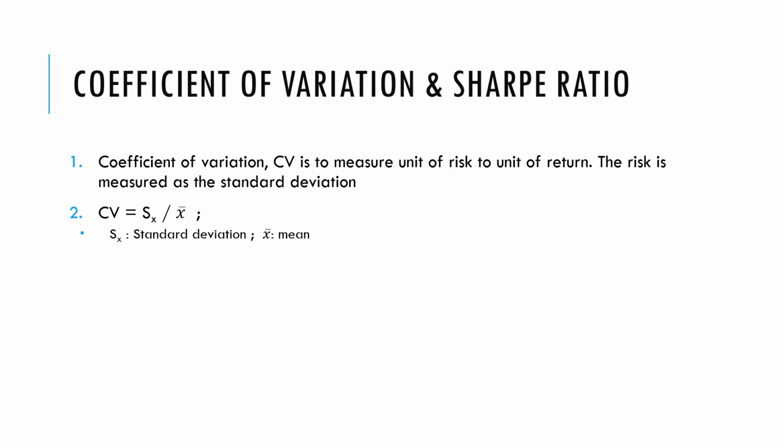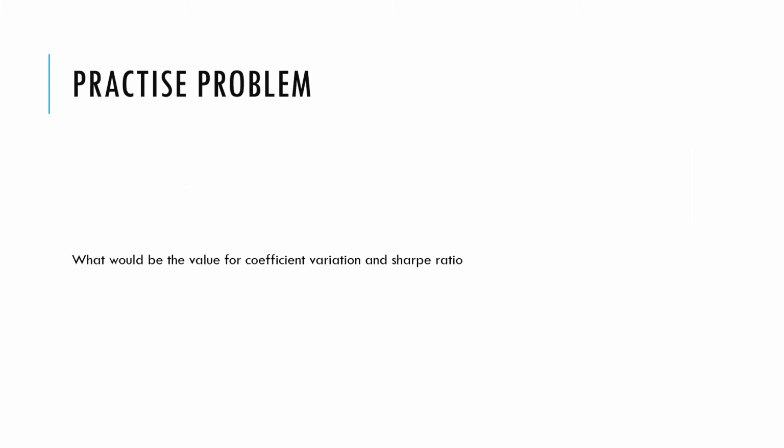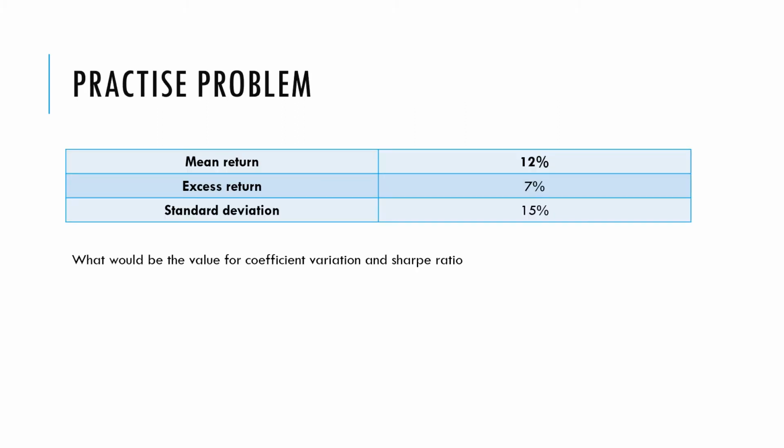Coefficient of variation, CV, measures units of risk per unit of return. Sharpe ratio measures excess return per unit of risk. Sharpe ratio is a very important ratio in investment analysis, and you see this in CFA Level 2 and Level 3. In this practice problem, we calculate the coefficient of variation and Sharpe ratio.